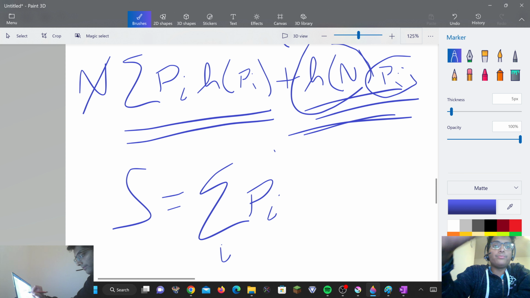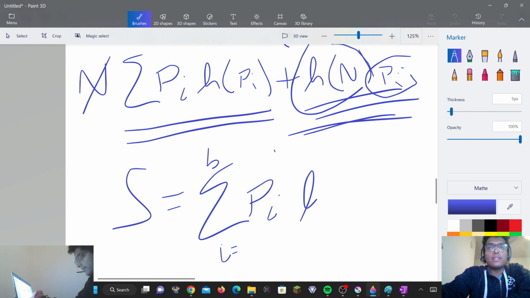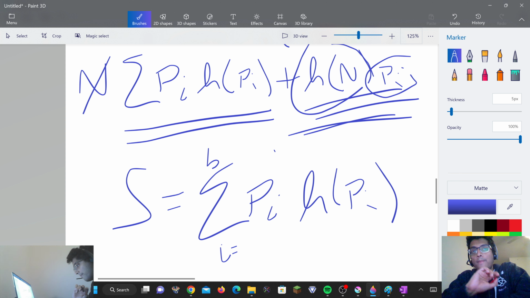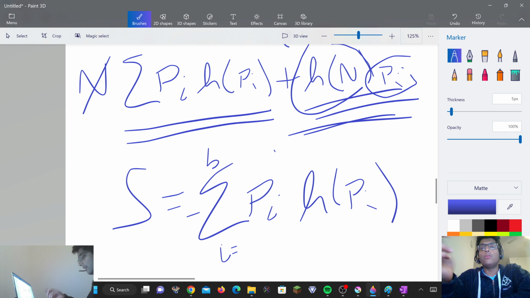over all of the probabilities, right, times the natural log of each probability. And if we can maximize this summation, or minimize the negative of it, we can maximize the entropy of our system, which we will be doing in the next part.